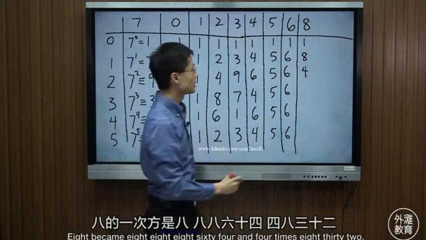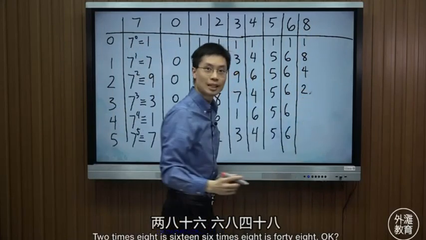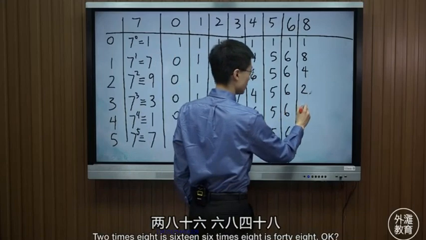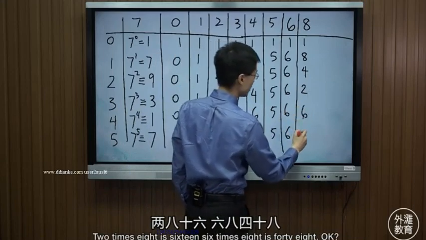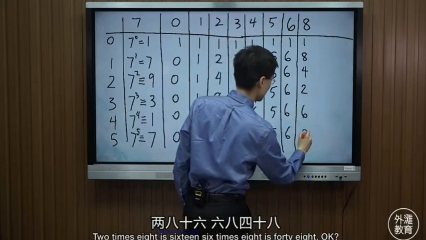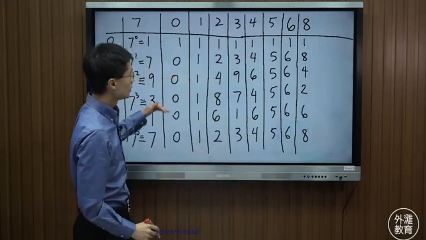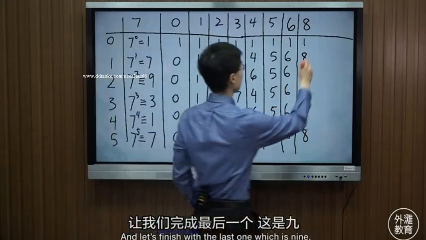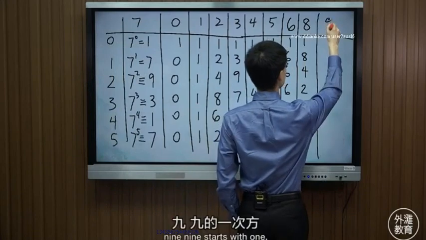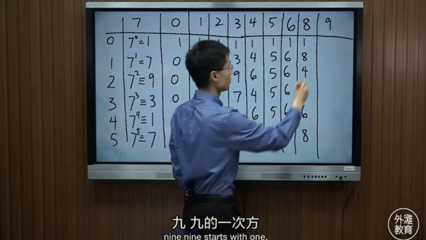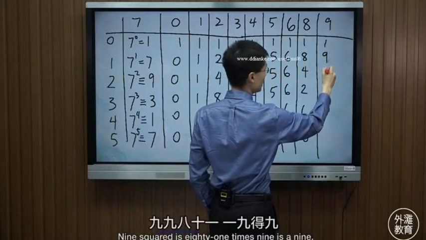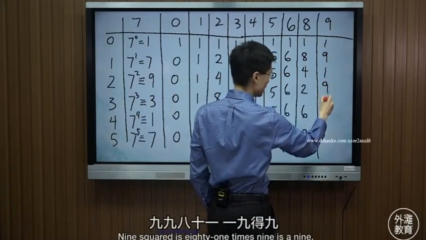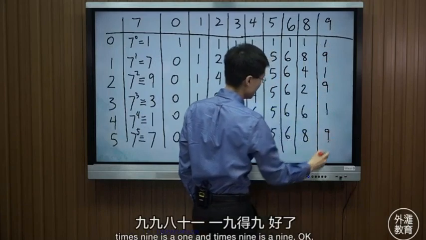4 times 8 is 32. 2 times 8 is 16. 6 times 8 is 48. Okay? And let's finish with the last one, which is 9. 9 starts with 1. 9 squared is 81. Times 9 is a 9. And times 9 is a 1. Times 9 is a 9.